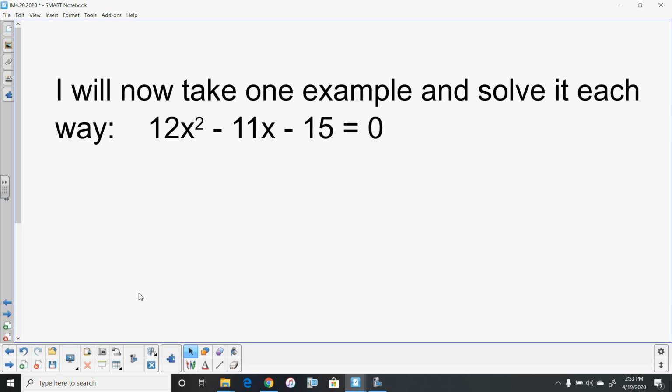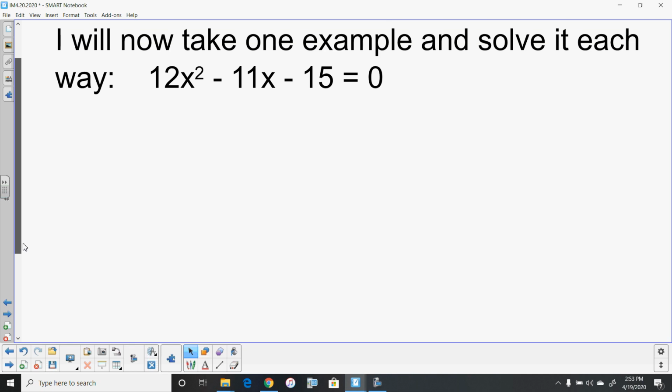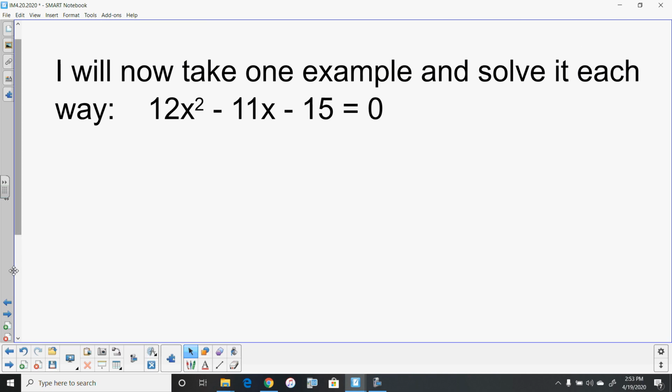Let's do a couple examples. Sorry about the technical issues there. Hopefully it'll make more sense. We're going to take this quadratic here and solve this same one both ways. So write down 12x squared minus 11x minus 15.